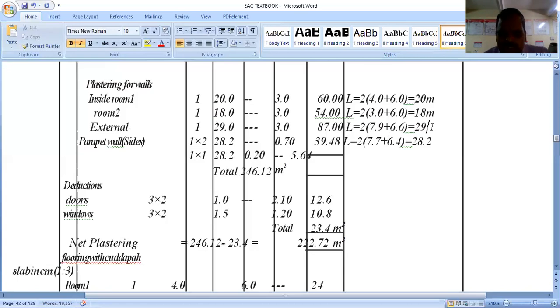So I'll write it here as meter. Again the number will be 1. The length we have calculated as 29 meter. After that, the height we have taken as 3 meter respectively. 29 into 3 is nothing but 87 square meter. Remember this thing: our tendency is again to write it in cubic meter, but actually when we find these things we should be able to know that it is square meter.